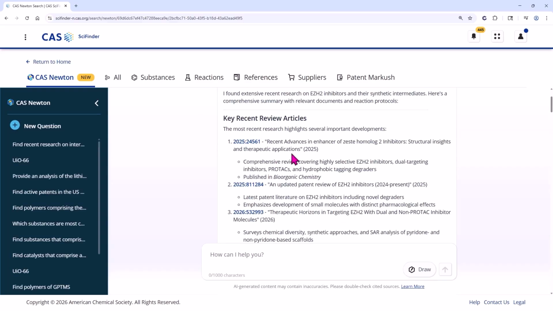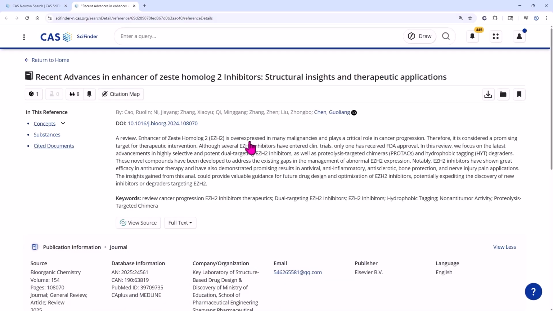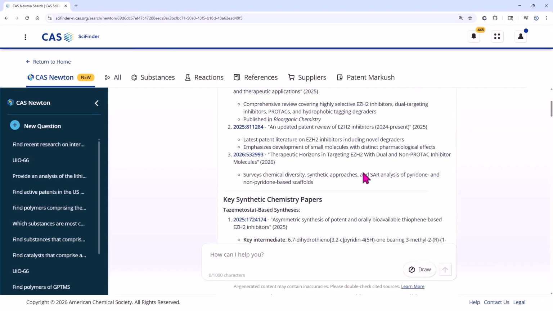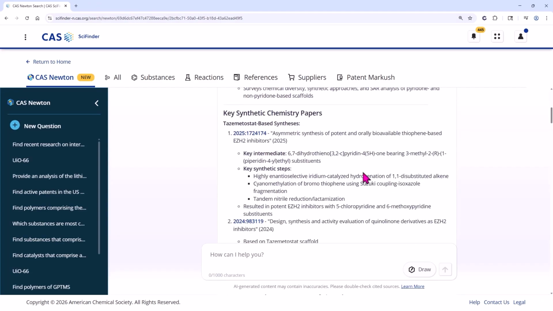You might notice right away that it provides links to these sources. All of these links will take you within SciFinder to the SciFinder bibliographic record. And then, of course, you're just one other click away from the primary literature. Going back to our response, we can scroll past some of these examples and see that this breakdown from Newton is giving me key synthetic chemistry papers and then some deeper insights from within those papers.